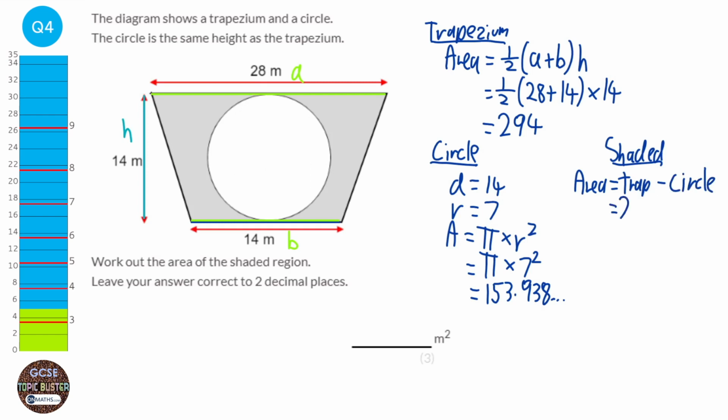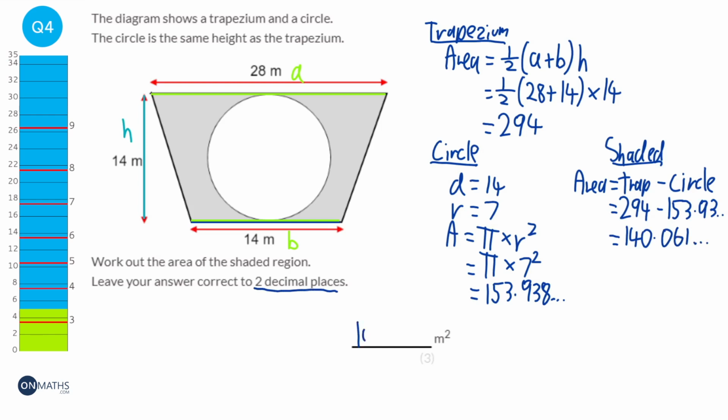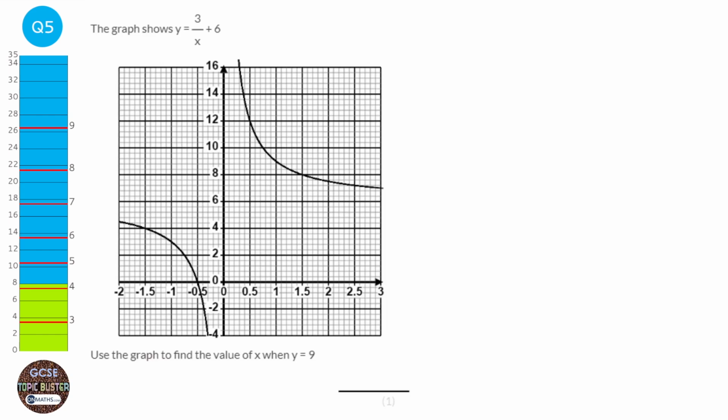So the trapezium's 294, the circle's 153.93, and so on. And when you do that, you get 140.061. It says it wants it to 2 decimal places, so it would be 140.06.